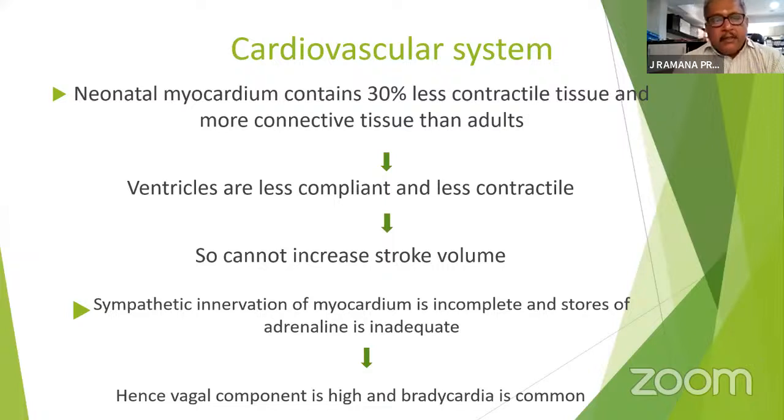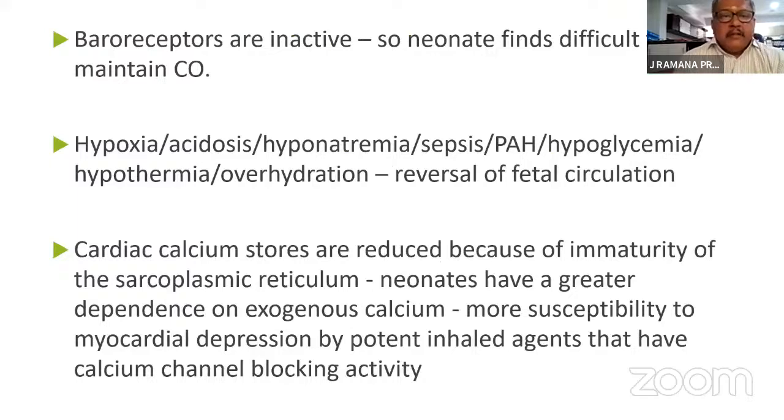Cardiovascular system: neonatal myocardium contains 30% less contractile tissue and more connective tissue than adults. Ventricles are less compliant and less contractile, so they cannot increase the stroke volume. Sympathetic innervation is incomplete and stores of adrenal are inadequate. So vagal component is high and bradycardia is common. Baroreceptors are inactive, so they find it difficult to maintain cardiac output. Hypoxia, acidosis, sepsis, pulmonary artery hypertension, hypothermia all cause reversal of fetal circulation.